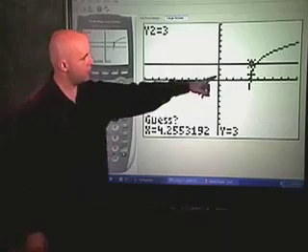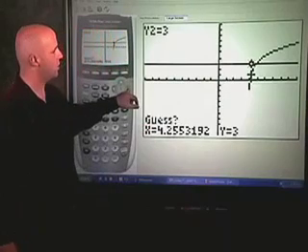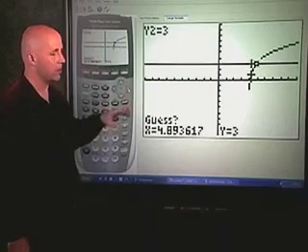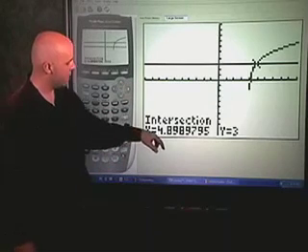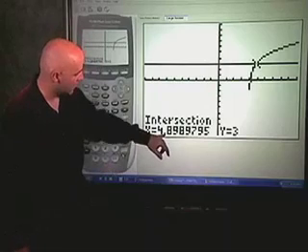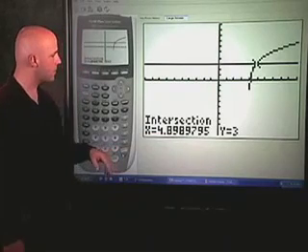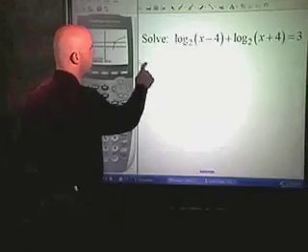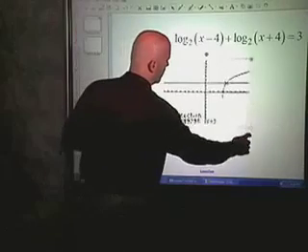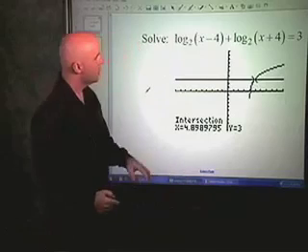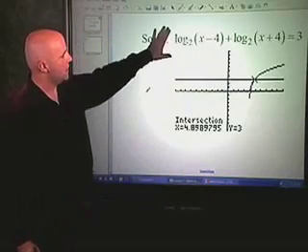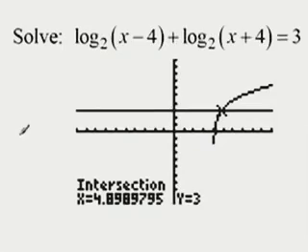For our guess, we're actually pretty close to our intersection point, but we're going to scroll over just a couple more so we're a little bit closer, and hit enter. We get that our intersection point is roughly about 4.899. So we'll go ahead and drag that over. Using our graphing utility, you can see that the solution to this equation is roughly 4.899.